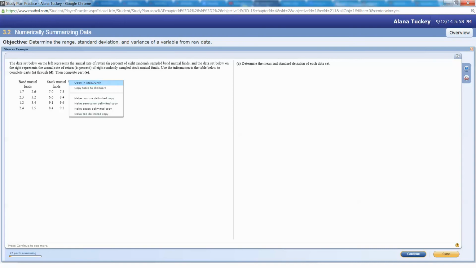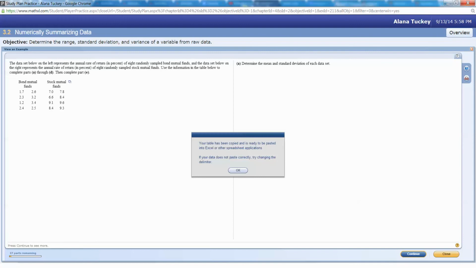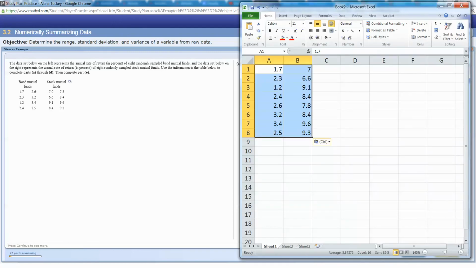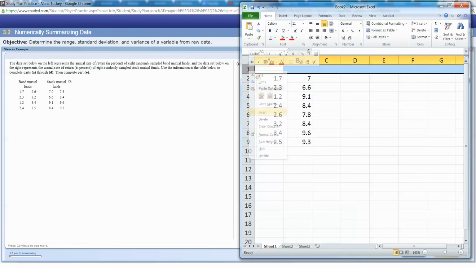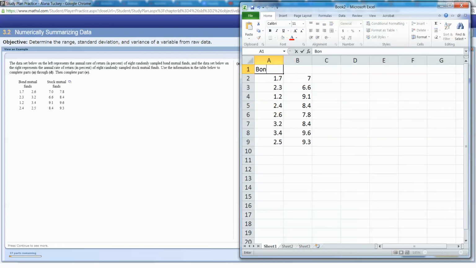Okay, so I don't really need Excel, but I'm going to use it just to be my typing machine. So you can do this on paper. You don't have to do this in Excel. What I need to know is the mean and eventually the standard deviation of both of these data sets. I'm going to put right in here, this is the bonds and this is the stocks.